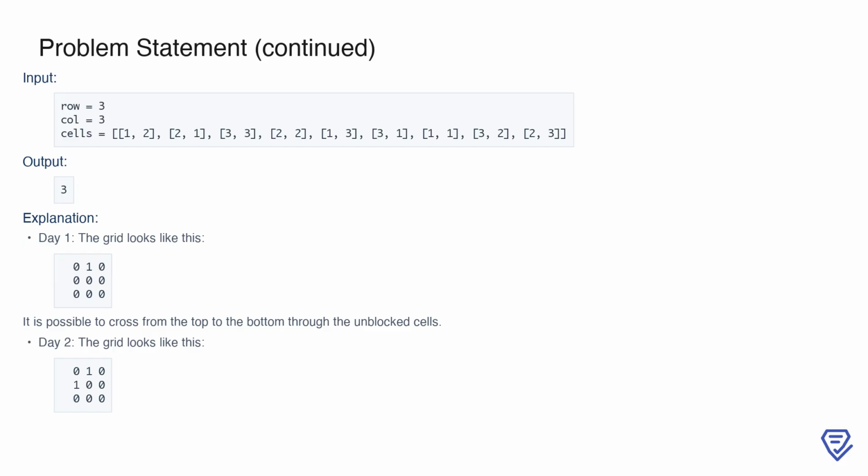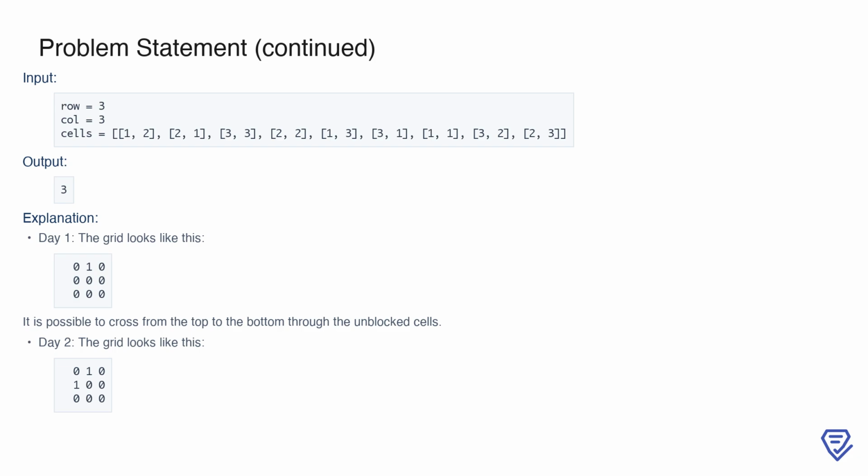Now, let's analyze a larger grid with row equals 3, col equals 3, and cells equals [1,2], [2,1], [3,3], [2,2], [1,3], [3,1], [1,1], [3,2], [2,3]. On day 1, only the cell (1, 2) is blocked. The grid still has multiple paths available, such as moving down the first column or navigating through the middle of the grid. It's clear that crossing is possible at this stage.